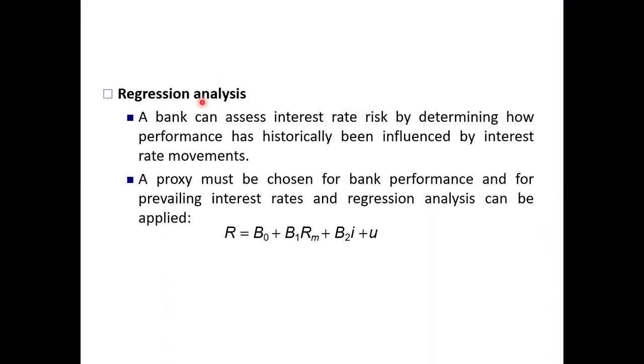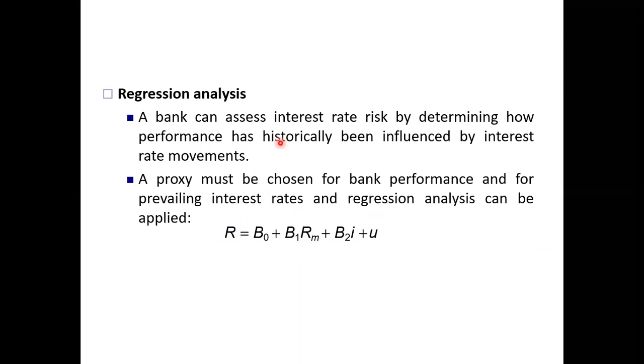The third method is what? Regression analysis. It's very simple and very straightforward. Here R is a regression estimation. Here B0 is called the intercept, and B1 is the beta coefficient. RM is the bank performance. Here is the beta coefficient of interest rate changes, and U is the error term.